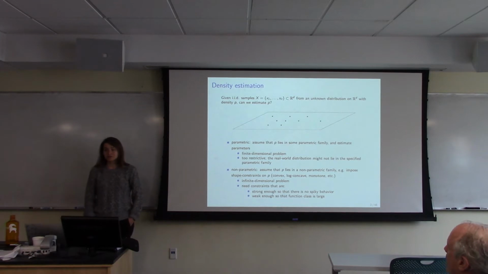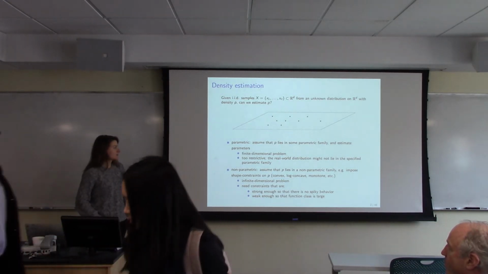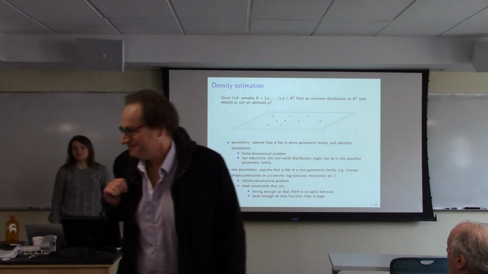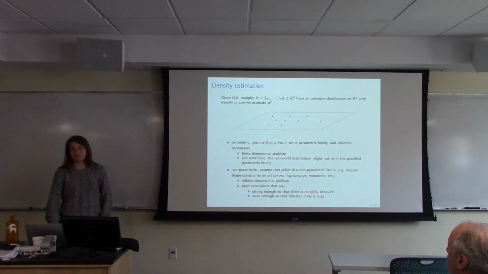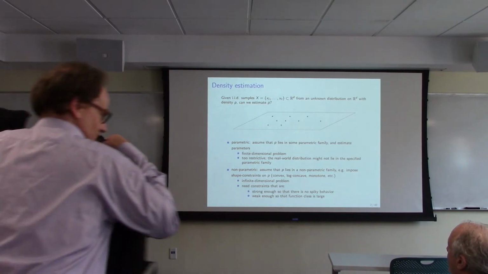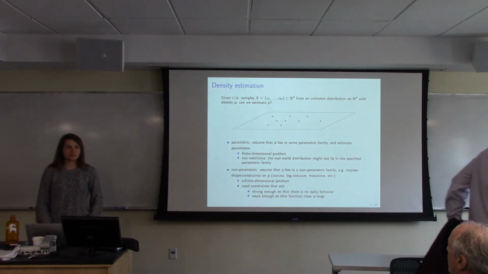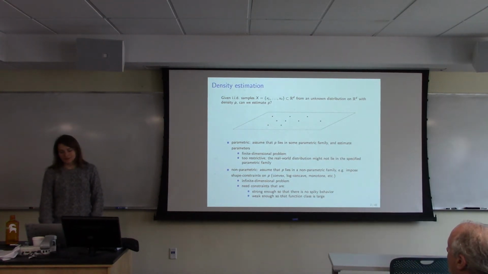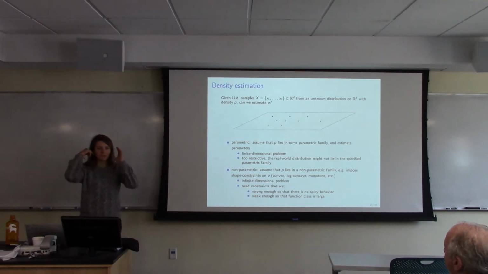One is parametric, where we assume that p lies in some parametric family, and we'd like to estimate the parameters. And so this is very nice to do because usually the parameters are finitely many, and so this is a finite dimensional problem. But on the other hand, it's sometimes too restrictive because maybe the real world distribution where our samples came from is not actually coming from this family. And on the other hand, there's the non-parametric approach where we assume that p lies in some non-parametric family, which is what we'll be doing today.